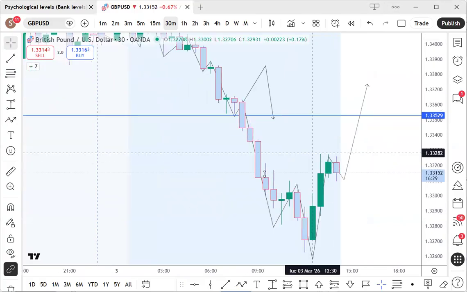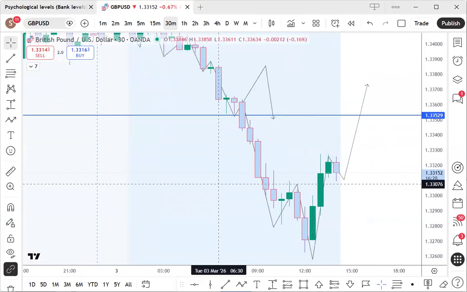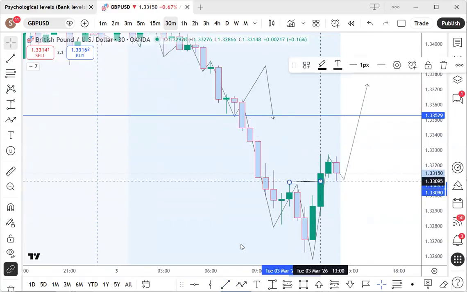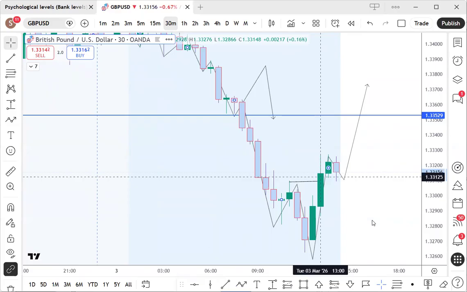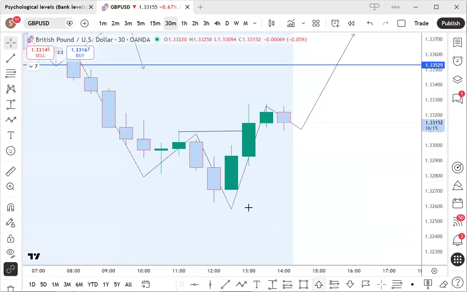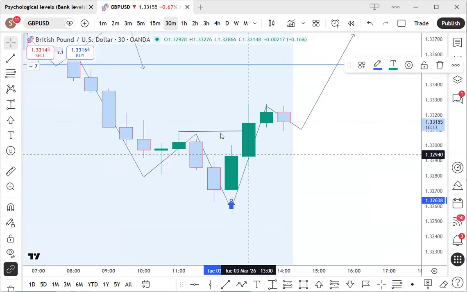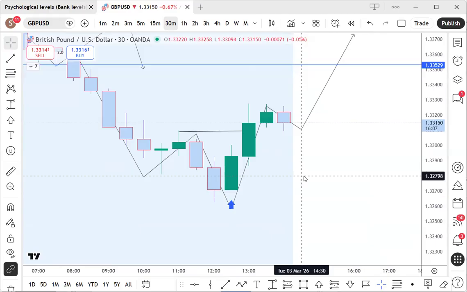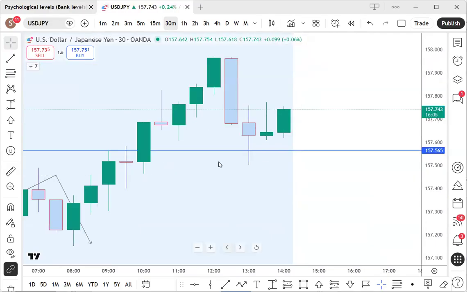That's fine. Okay, so we have a nice break of structure right there. At least it's giving you that nice break of structure. If you use any of the processes that we use, the rejection candle, you saw it's giving you a heads up with the rejection candle there, and then it's broken structure. That tells you that there's a good probability that this will actually push up. Okay, let's look at the last one.